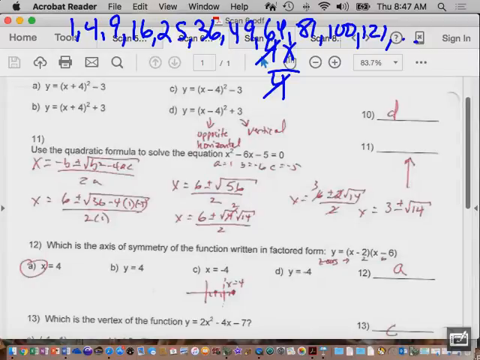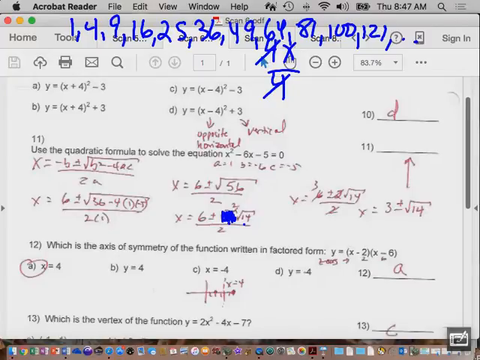I said to myself, what's the biggest perfect square that divides into 56? I look on my list, 4. So I make it square root of 4, square root of 14. Okay. That's what I have here and there. And then I just do the square root of 4. What is the square root of 4? 2. So I get rid of the square root of 4 right there, and I replace it with a 2. And then the last thing I do is divide 2 into both of those.